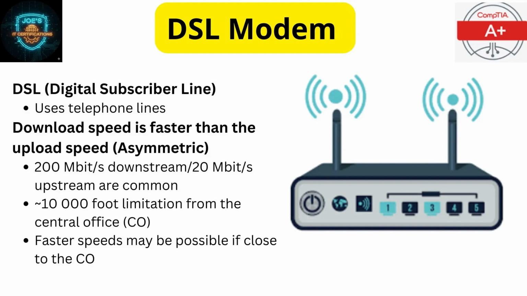You have to be sure that that central office is at least somewhat close to where you will be connecting to the network. Because of that, you'll find the closer you get to the central office, the faster the download and upload speeds will be on this DSL network.